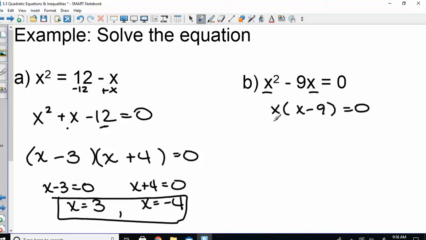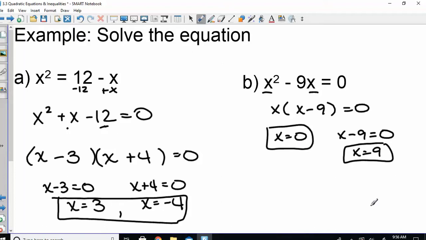So zero factor property says if you have two things multiplied that equal 0, one of them has to be 0. So either x equals 0 or x minus 9 equals 0. So my answer is we get 0 or 9. And you can always check these by plugging them back into the originals. So far, so good?